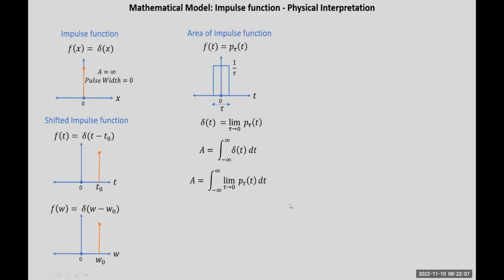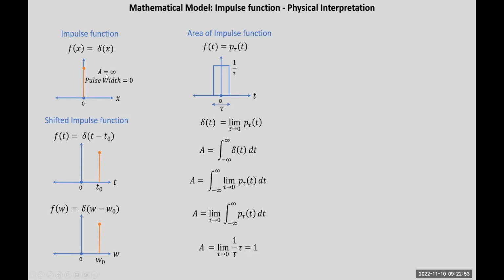Since they are independent, you can change the order of this limit and integration operation in this fashion. Now, what is p tau of t? Here p tau of t is nothing but a rectangle whose magnitude is 1 by tau and width is tau. So if you calculate the overall integration of p tau of t, it is the area under p tau of t, and that can be computed with the simple formula height into width. Height is 1 by tau, width is tau, and if you solve this, you get 1. So it shows the area under the impulse function is 1.